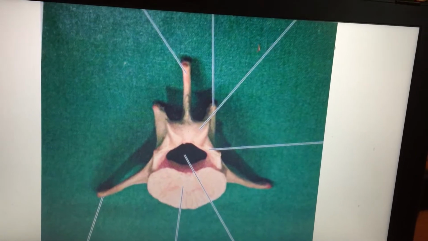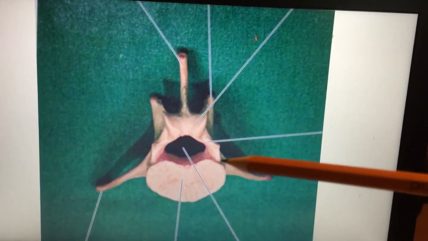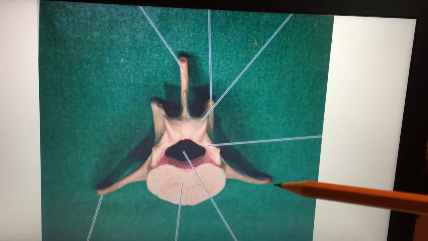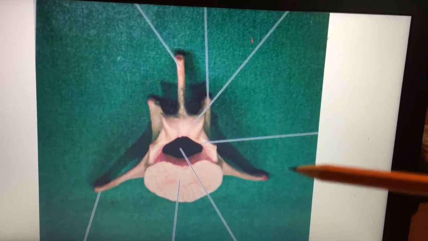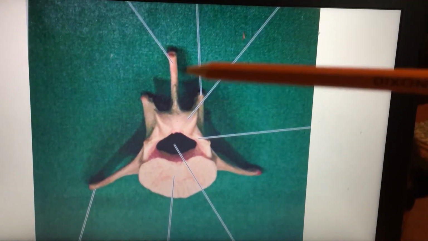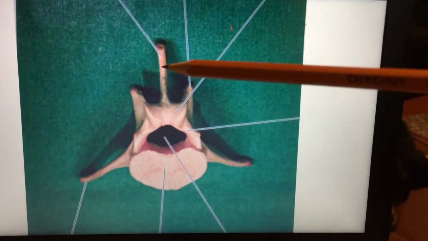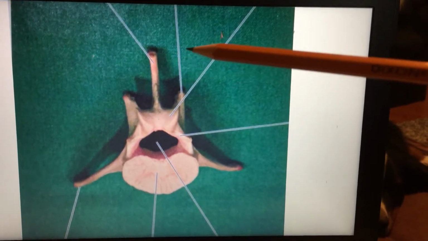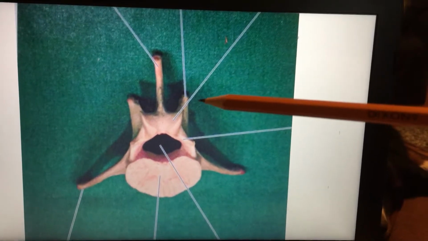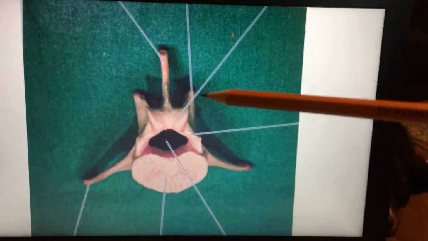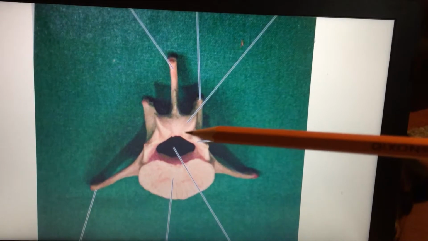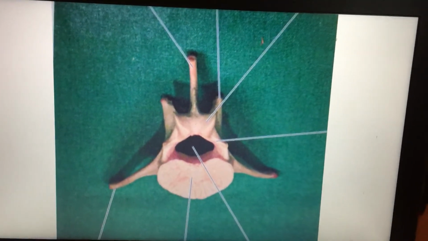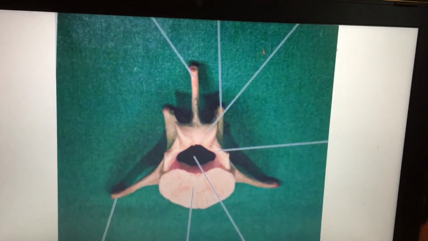So this vertebrae has the transverse processes at the sides here. There's the spinous process, which is the big one at the top here. And then there is the cranial articular process, which is that one back there, and the caudal articular process, which are these ones up here. So this is where muscles and tendons would attach to the vertebrae.